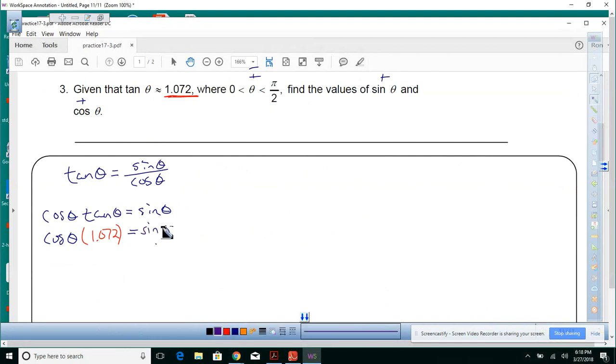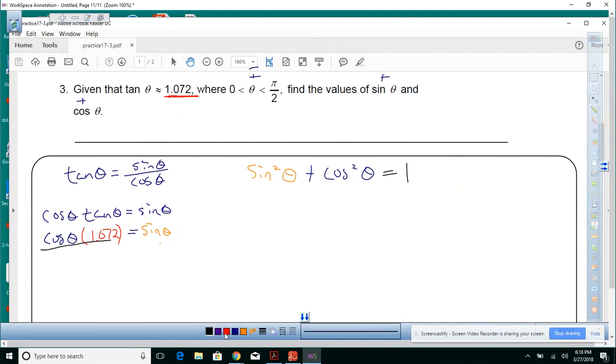Sine. You can't really tell the difference, can you? What if I did it in gold? UT orange. Sine theta. All right. So we're going to have sine squared theta plus cosine squared theta equals 1.